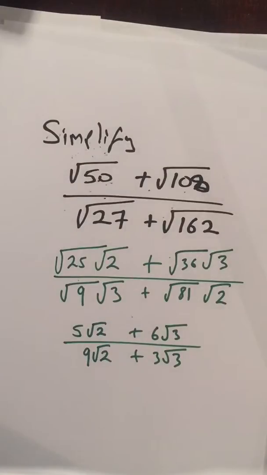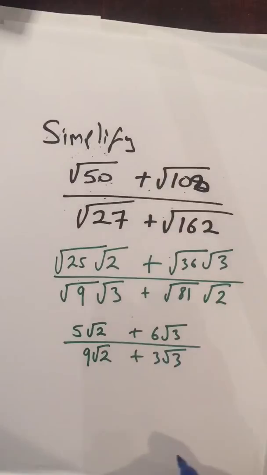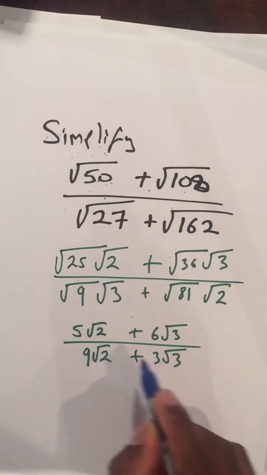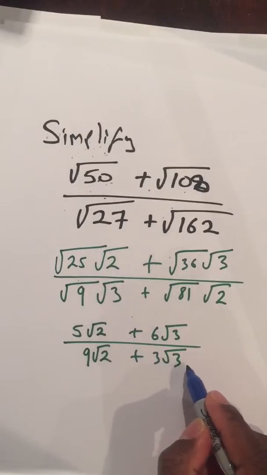So what you need to do now is multiply top and bottom by the conjugate of the denominator. Do I need to repeat myself? The conjugate of the denominator is what you're going to multiply this top and this bottom by. Conjugate simply means if you see a plus, put a minus sign. If you see a minus sign, put a plus. So the conjugate of the bottom means 9 root 2, I'm not going to say plus because it has to be the opposite, so minus 3 root 3.